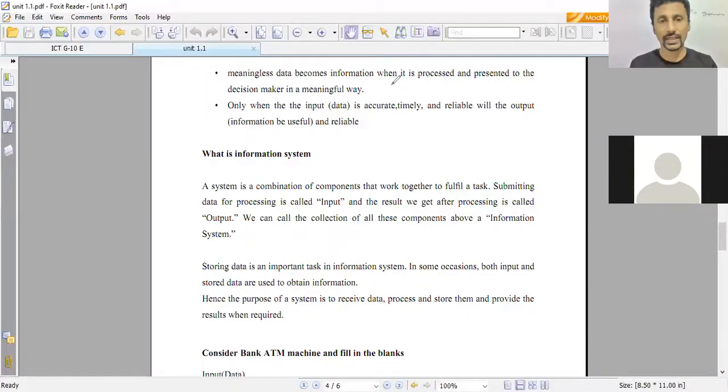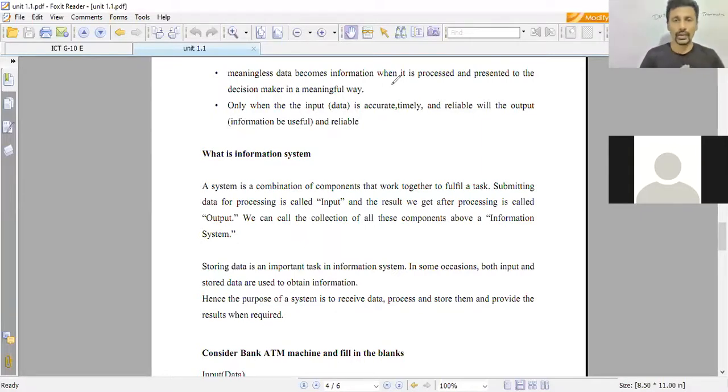Okay. Then what is information system? Now, when you take system, it is a combination of components. If I take the human body, I am telling the human body is the system. So human body system means it has different components together. You have different systems, digestive system, respiratory system, nerve system, all working together to make this system.